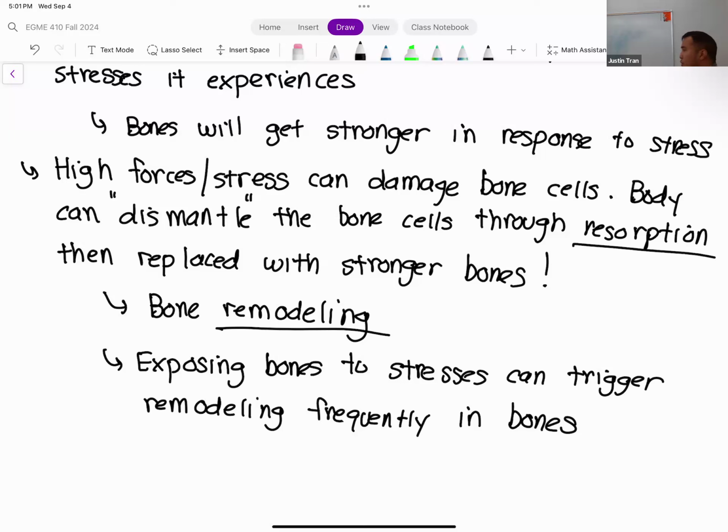And this is actually something that you want to trigger. Bone remodeling is a very healthy process, and it's something you want to go through to make sure your bones maintain their strength through all phases of your life. And so what's the best way to expose your bones to stresses, expose them to forces? Well, the best way is just regular physical exercise.